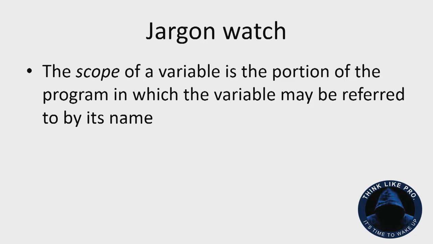The scope of a variable is the portion of the program in which the variable may be referred to by its name. And for a local variable, the scope of a variable is the method in which it is declared. We'll see a little later on that's not quite true. You can create scopes that are smaller than the entire body of the method. But for our purposes right now, the scope of the local variable is the entire method.